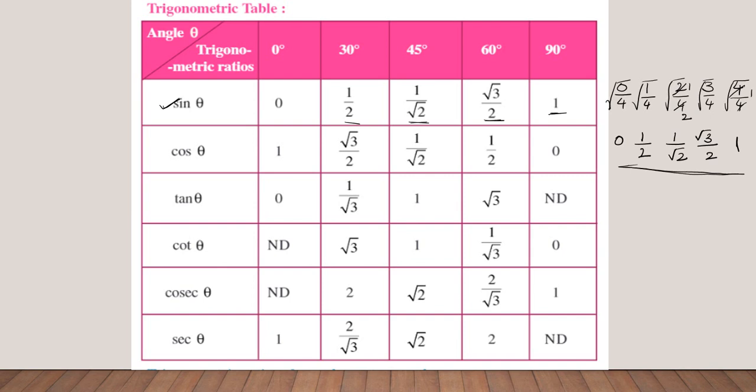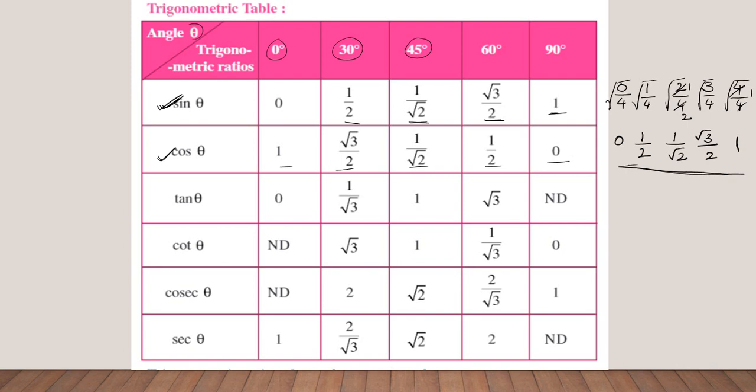Now if you write them in reverse order, 1, root 3 by 2, 1 by root 2, 1 by 2 and 0. So sine values, if we write them in reverse order, give us the values of cos theta.